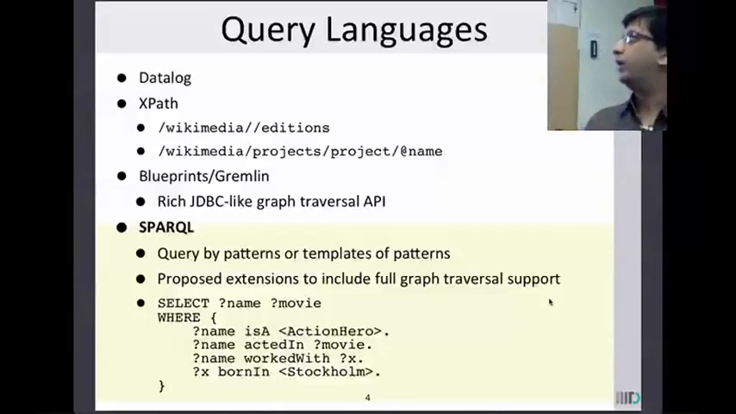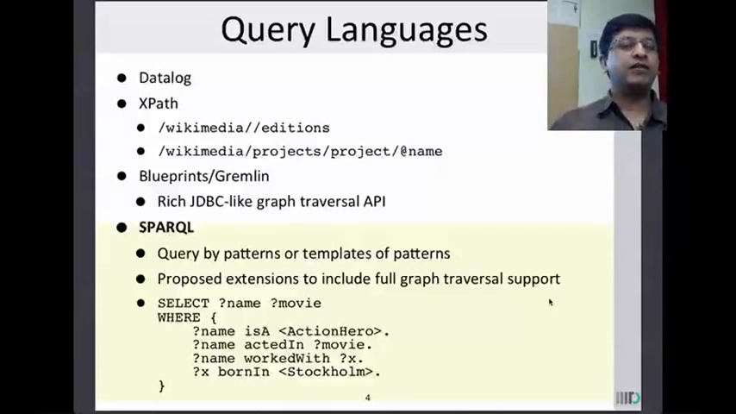So how does a SPARQL query look? If you go back to the original Dolph Lundgren and Bruce Willis graph, you can ask for a query like this: select ?name, ?movie. Which means I want the actor's name and the movies where certain conditions hold. These conditions can be seen as subgraph conditions, right?